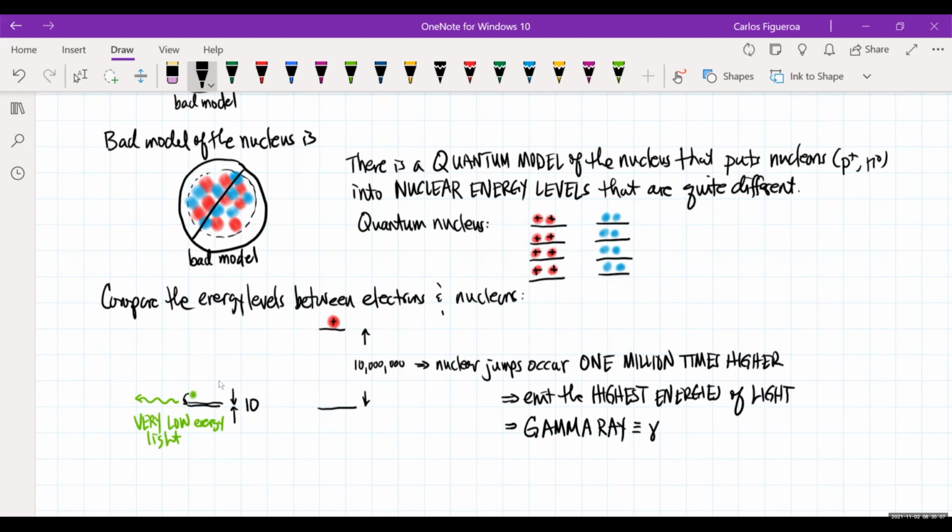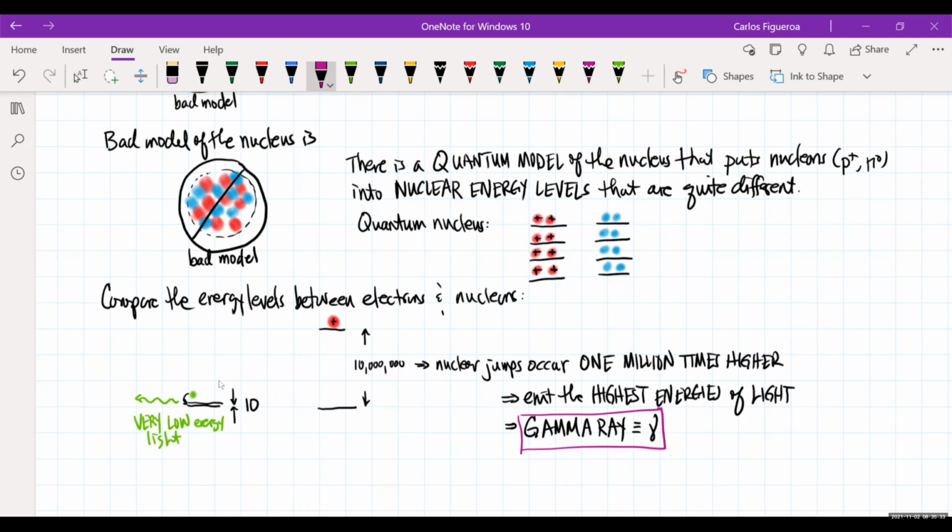And the gamma ray is typically written like this here. So the highest energies are gamma rays. So if you want any type of gamma radiation, you have to deal with the nucleus. You cannot deal with the electrons. So there's a huge difference between the two.